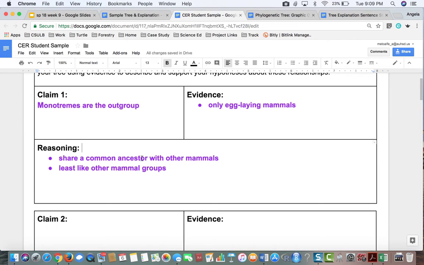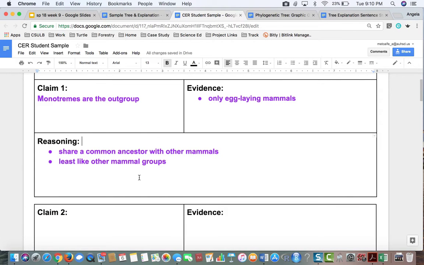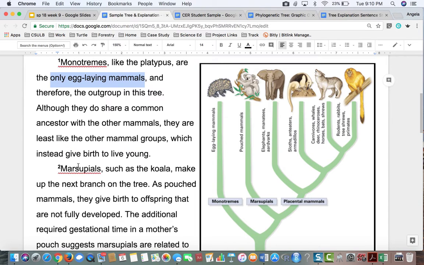Lastly, my reasoning. So what it all means is that monotremes share a common ancestor with the other mammals, and that they're least like all of the other mammal groups. So this is what it all means, what the claim and the evidence mean. What it means that they're the outgroup and that they're the only egg-laying mammals. It's the so what of this. And again, that is they share a common ancestor with other mammals. And then I also said they are least like other mammal groups.